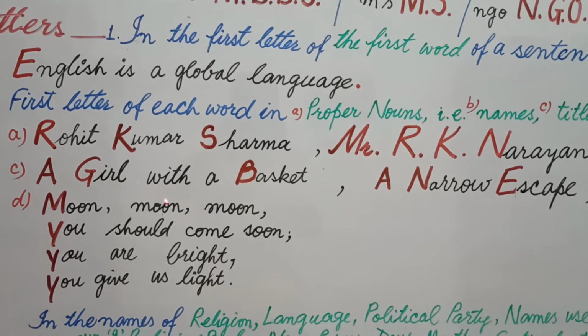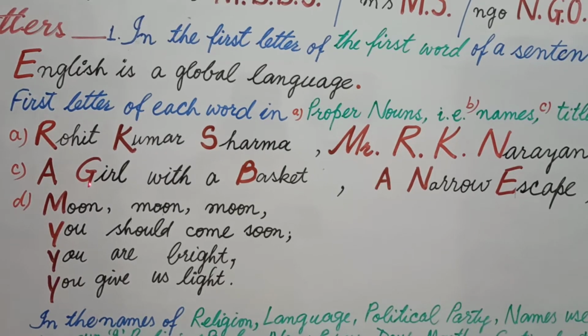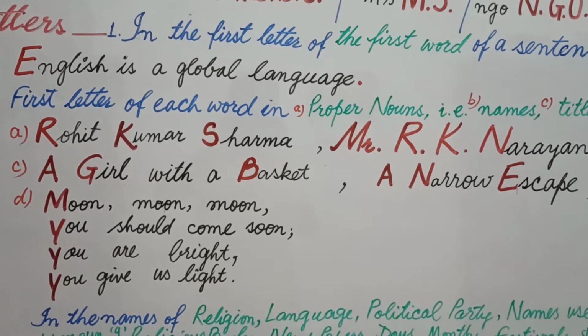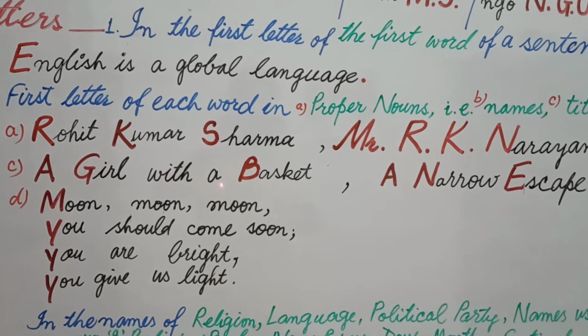Now student, let's see the titles of a chapter, the titles of a story. A Girl with a Basket. A, G, and B capital. Now student, the question is why I didn't use capital letters here.